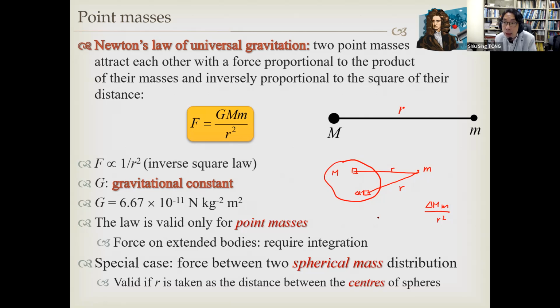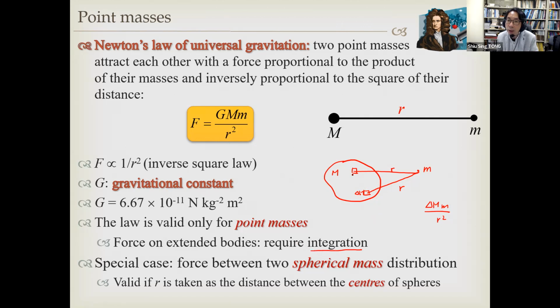Okay, so in general, you will find that the inverse square law force of this form will not hold for an extended body. You cannot simply apply this form to an extended body attracting a point mass, or even the attraction force between two extended bodies. You cannot simply apply this. If you really want to calculate the attraction force between these two bodies, you have to do an integration.